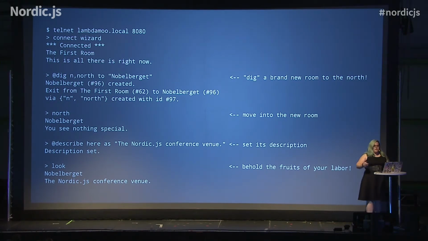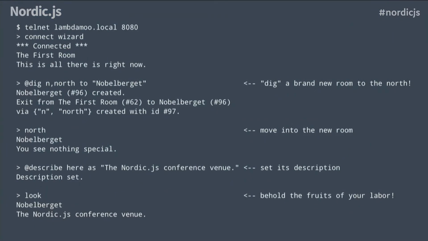So once we're connected, you'll see we're dropped into this first room. There's not much else in the game because we haven't built it yet. So let's build something. First thing is we dig out a room in the north with the @dig command. We'll call it Nobelberget, which I hope I didn't just butcher. And that's it. We've created a whole room now. The little number you see is the unique object ID, because every single object in LambdaMOO has a unique identifier.